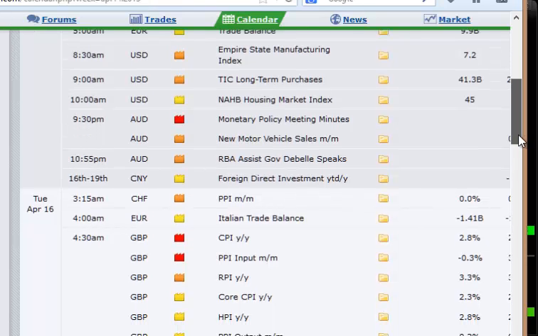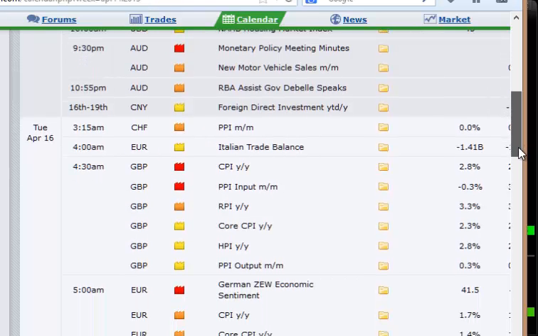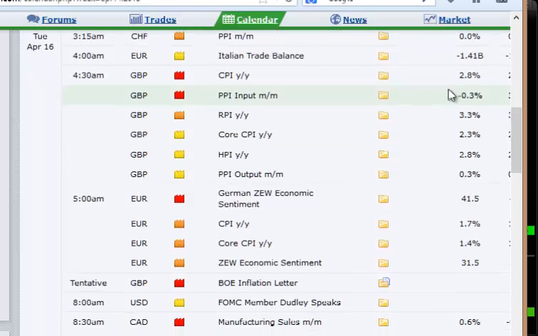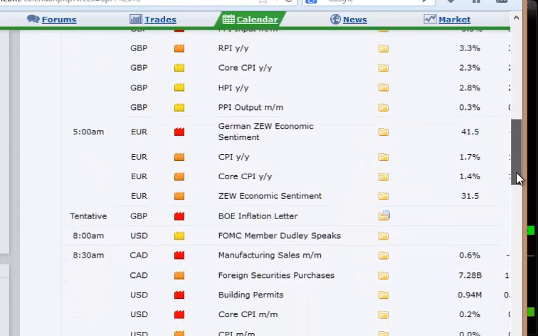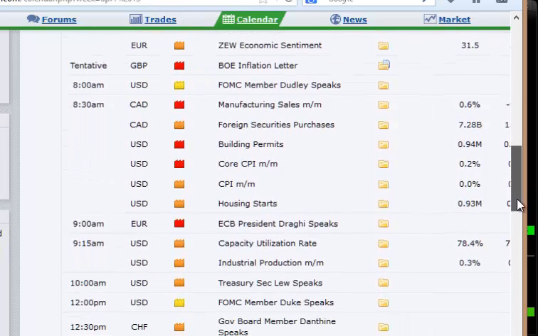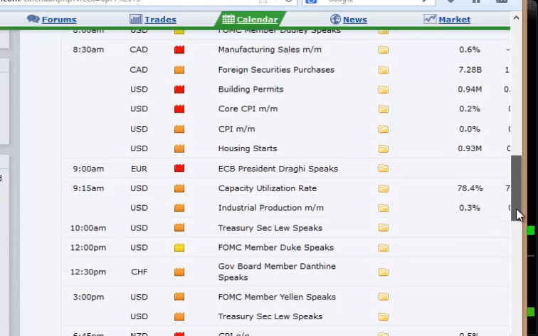Monday night, monetary policy meeting minutes out of Australia, new motor vehicle sales, foreign direct investment out of China. That leads us to Tuesday, Switzerland's PPI. The UK dumps the CPI, the PPI, the RPI, the HPI all at once. The Italian trade balance right before that. The German ZEW economic sentiment, 5 a.m. Eastern time, along with the European CPI. A speech out of one of the FOMC members at 8 a.m. on Tuesday. Manufacturing sales out of Canada, building permits, and the CPI.